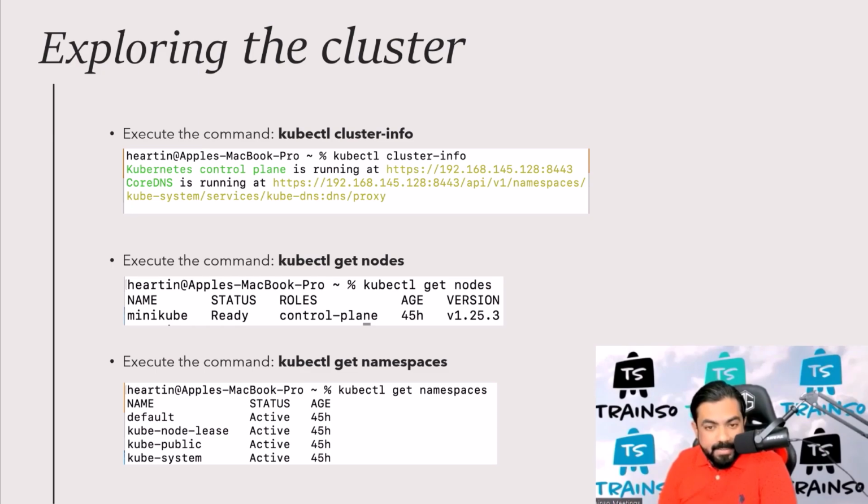And then you can try running kubectl get namespaces. We learned about namespaces, right? So if you run it now, you should get at least these namespaces like default, which is created by default for hosting your pods, kube-node-lease, kube-public, kube-system, etc.